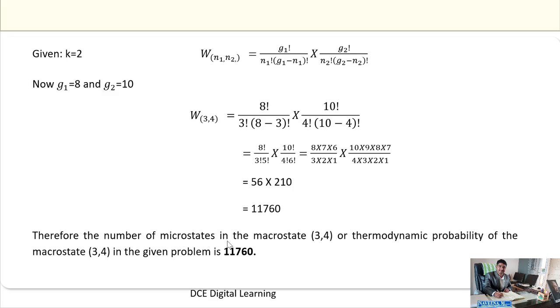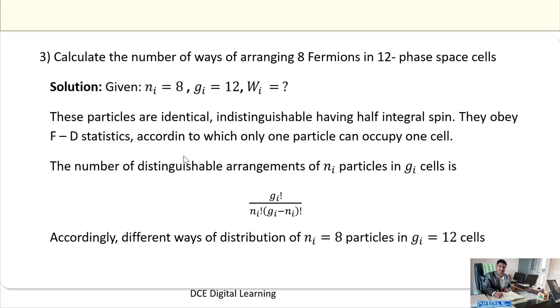Therefore, the number of microstates in the macrostate 3, 4, or the thermodynamic probability of the macrostate 3, 4 in the given problem, is 11,760. Let's see one more problem.